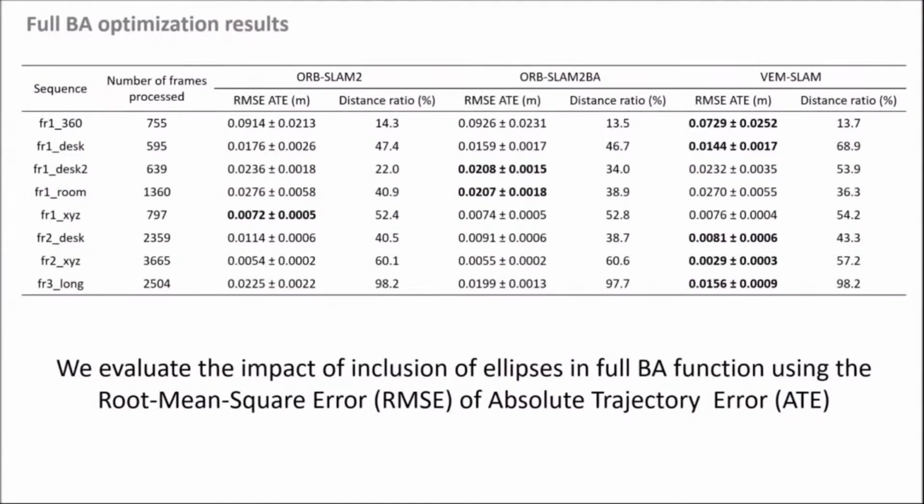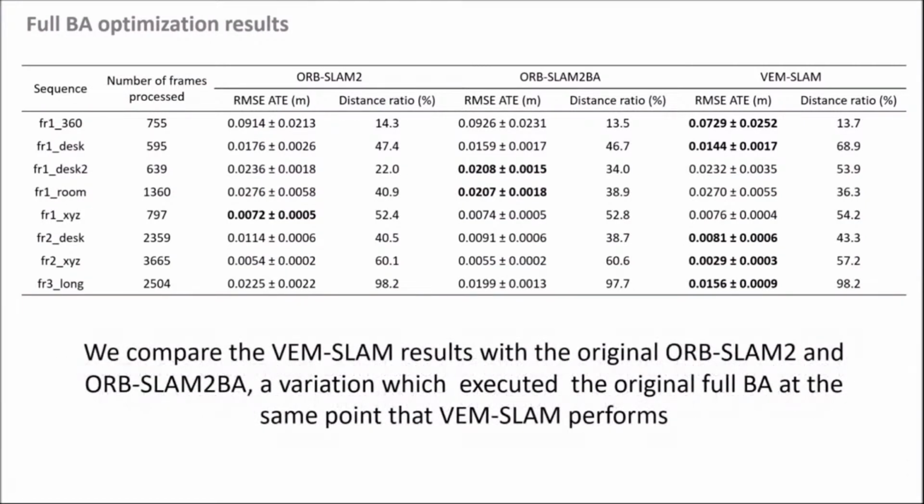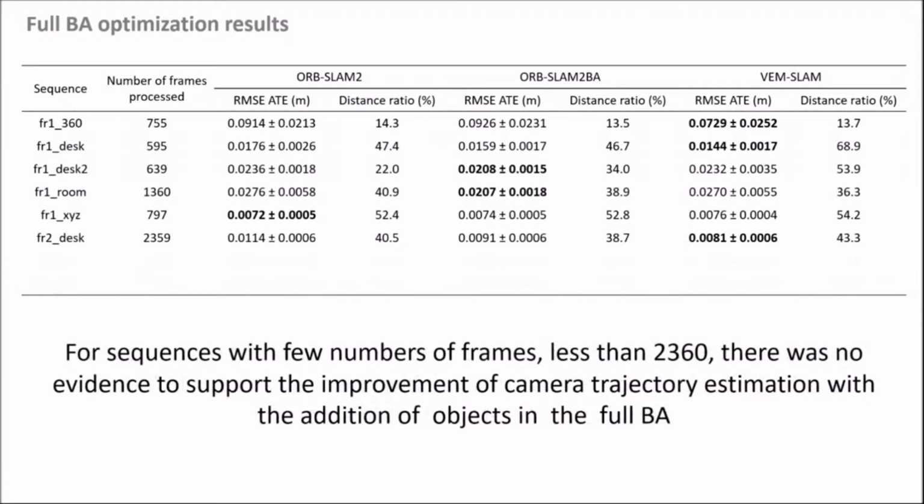We evaluate the impact of inclusion of ellipses in the full bundle adjustment function using the root mean square error of the absolute trajectory error. We compare the VSLAM results with the original ORB-SLAM2 and ORB-SLAM2BA, a variation which executed the original full bundle adjustment at the same point that VSLAM performs. For sequences with a small number of frames, less than 2,360, there was no evidence to support the improvement of camera trajectory estimation with the addition of objects in the full bundle adjustment.